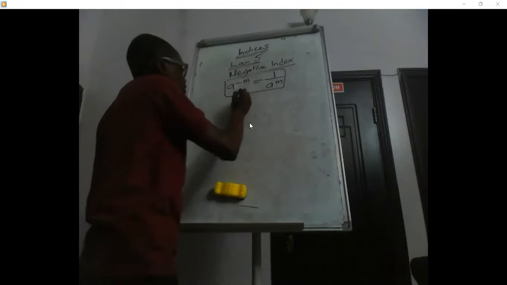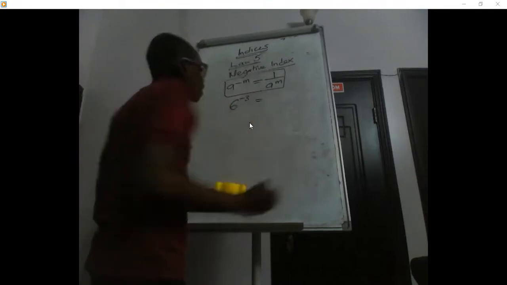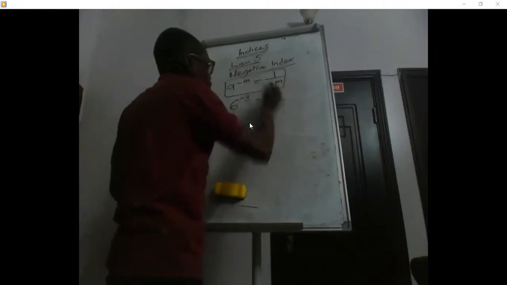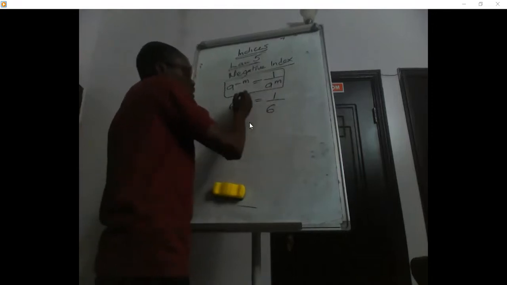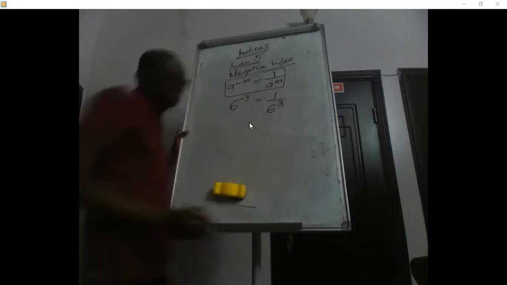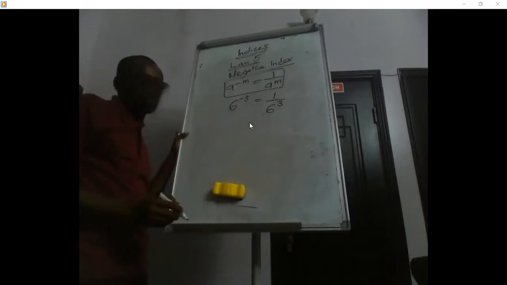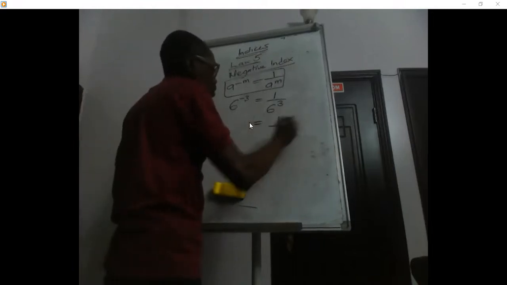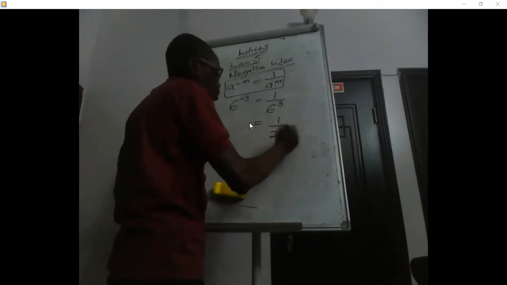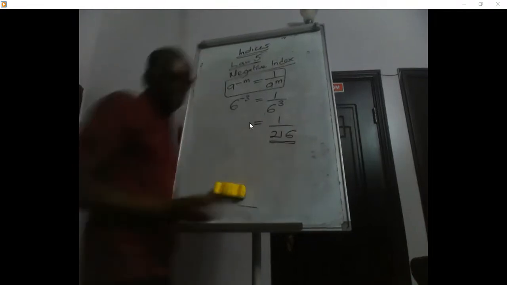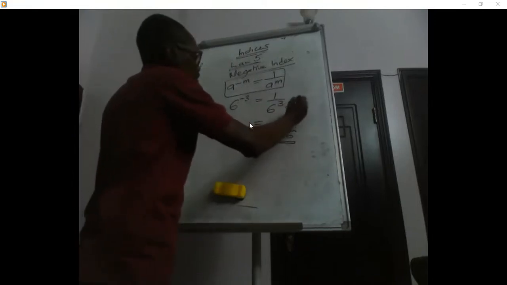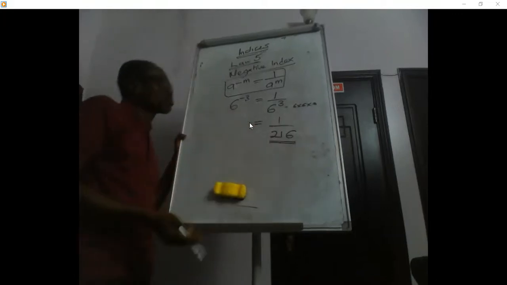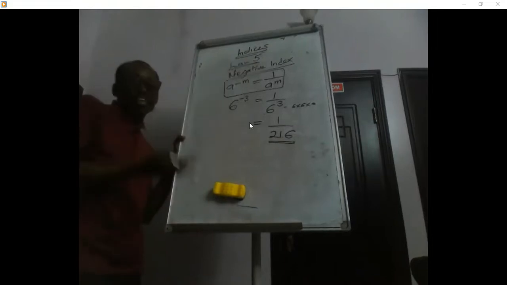Let's assume you have 6 raised to power minus 3. This is the same thing as 1 over 6 raised to power 3, instead of minus 3. So this is the same thing as 1 over 216, since 6 raised to power 3 is 6 times 6 times 6, which gives us 216. So this is the negative index rule.